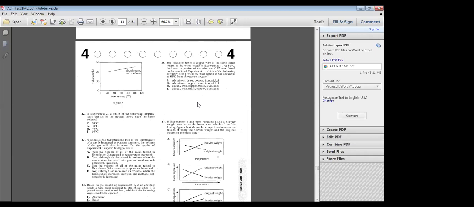A scientist has hypothesized that as the temperature of a gas is increased at constant pressure, the volume of the gas will also increase. Did the results of experiment 3 support his hypothesis?